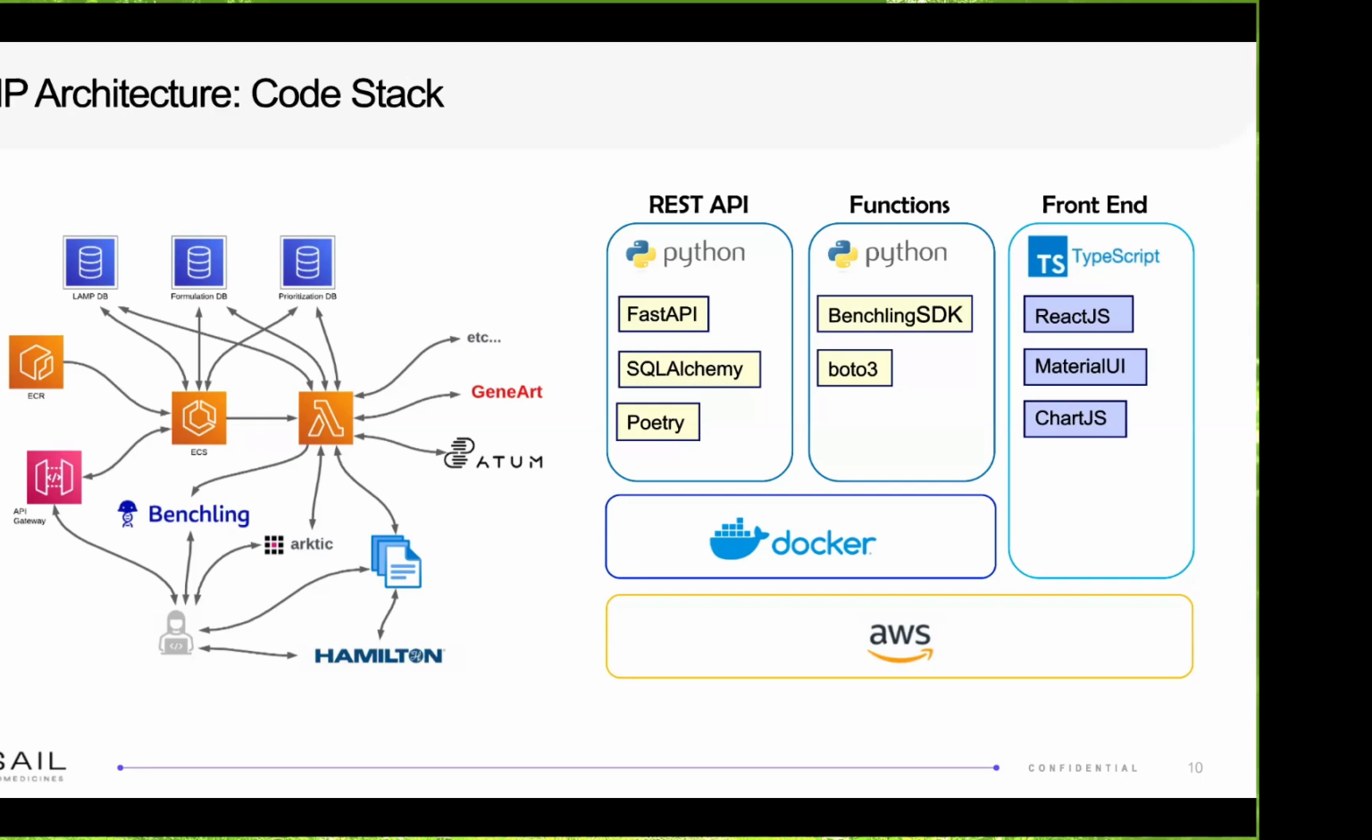So this is all broken down. The code itself is broken down into three main sections. We have the REST API, which is just a Python framework these days using FastAPI, which is similar to Flask for those that know it.